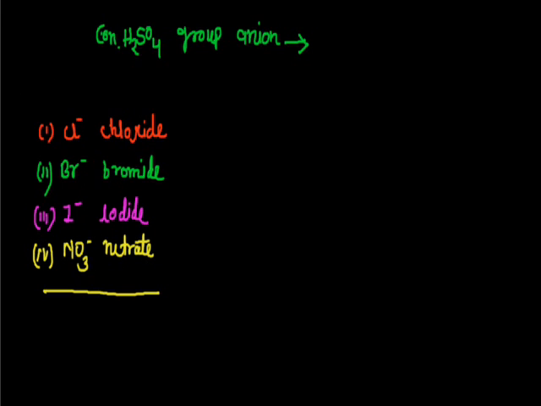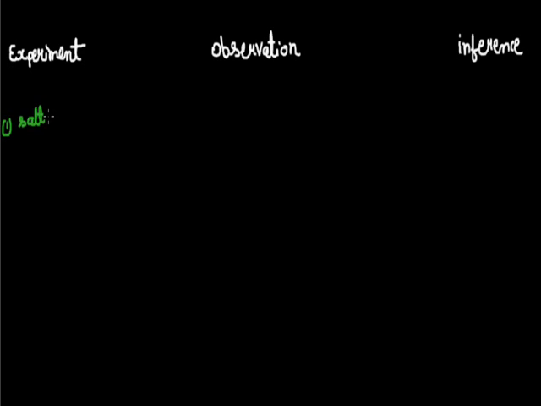So first we draw a table. First column is experiment, second is observation, and third one is inference. So in the first step we are taking a salt and adding concentrated H2SO4 to the salt.